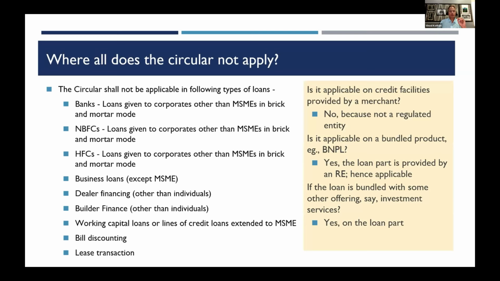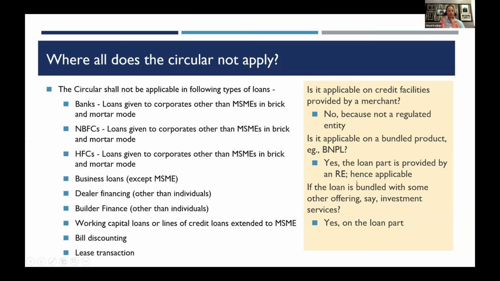Some further questions on where it does not apply, or rather, where it does apply. We talked about HFCs; we'll discuss it further as well. Business loans except MSME, dealer financing, these are points that we discussed. Is it applicable to credit facilities provided by a merchant that is not a regulated entity? Surely not. Is it applicable to BNPL? BNPL consists of two parts: a dealer himself giving a credit period, and thereafter the regulated entity giving a loan. To the extent a regulated entity gives a loan, it would be applicable.